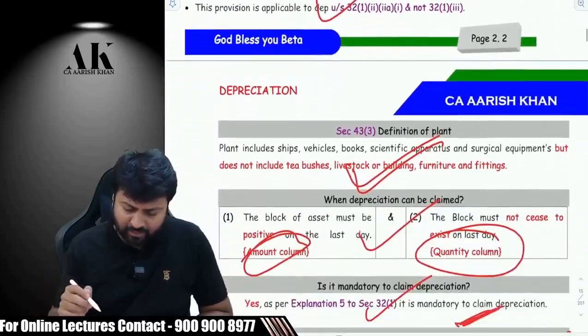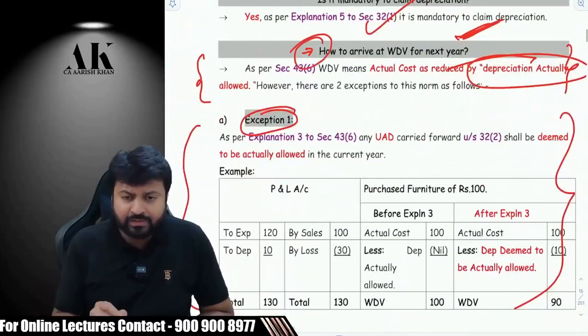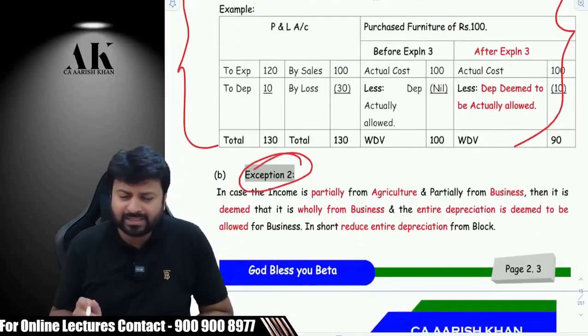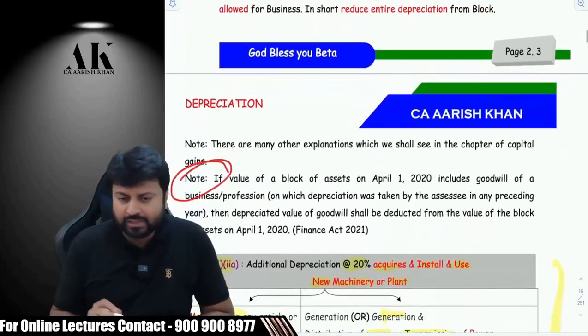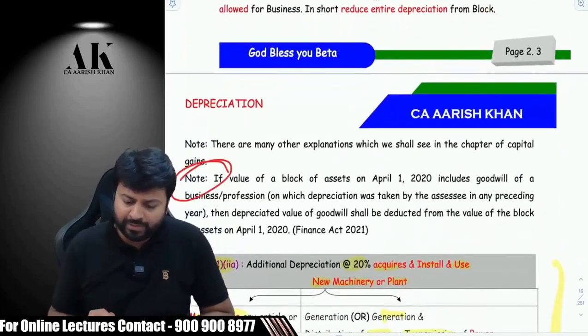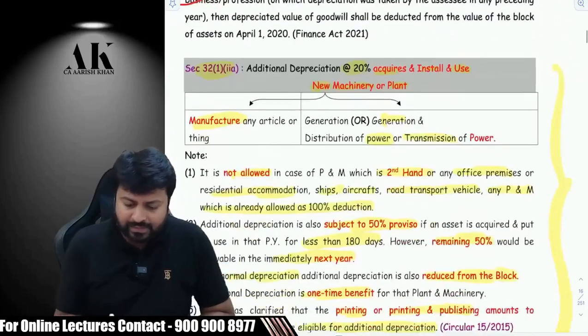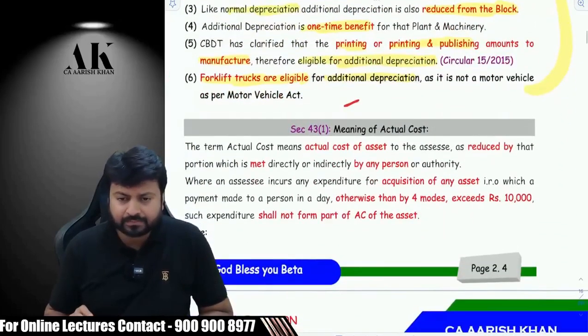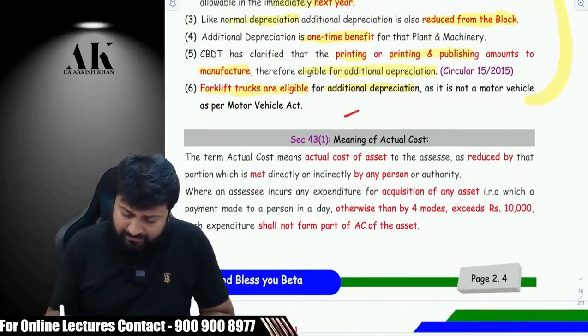We have done that yesterday only. Then what is WDV? What are the two exceptions to WDV, right? Unabsorbed depreciation, partially agriculture, partially taxable. And then goodwill is not allowed as depreciation from 2020 onwards, correct? Then additional depreciation also we have done today, correct? And then actual cost, we have done this line.